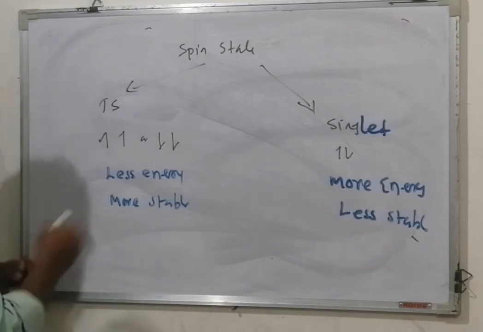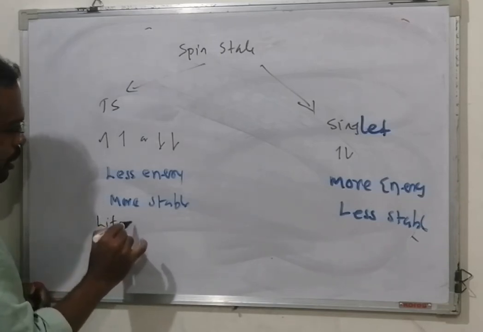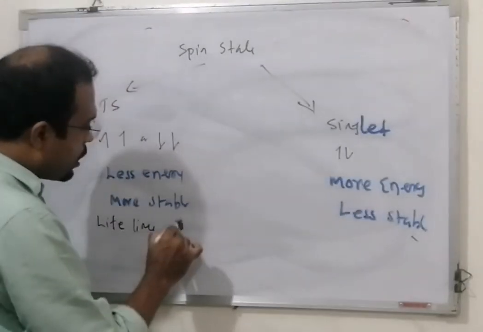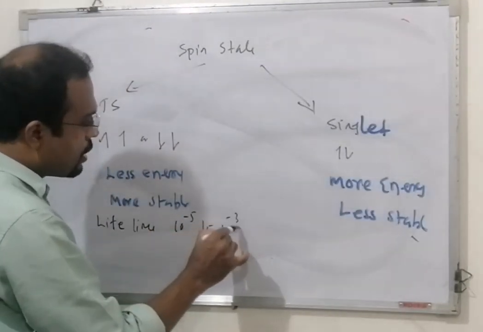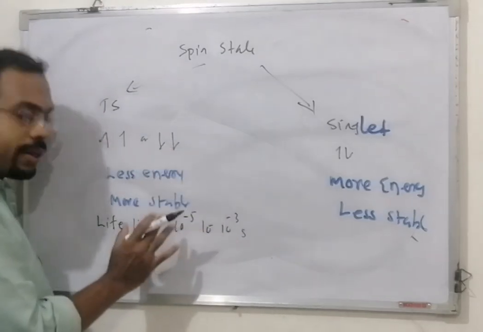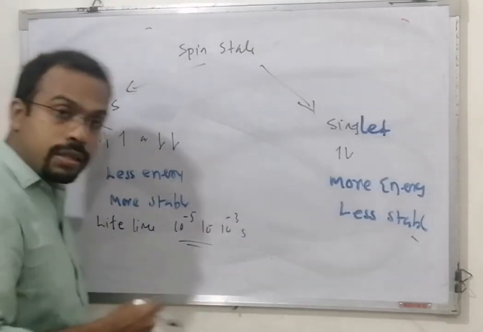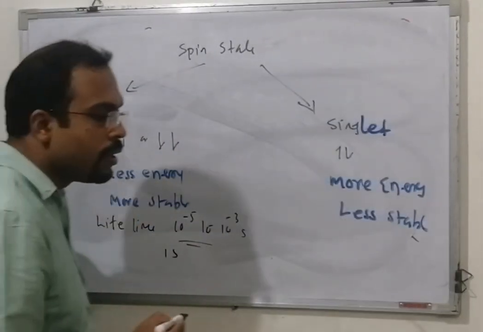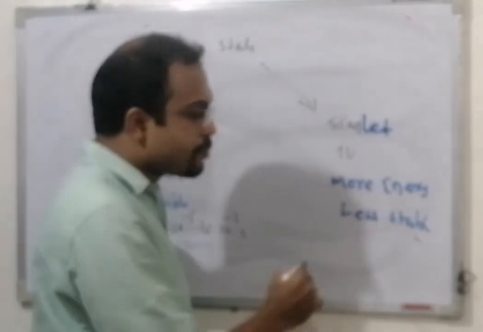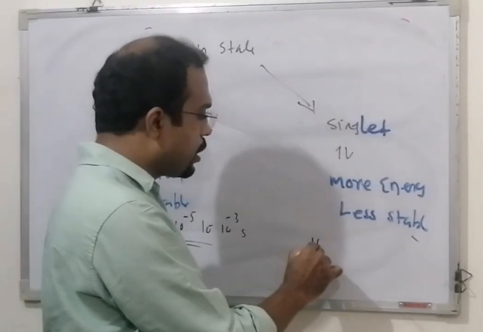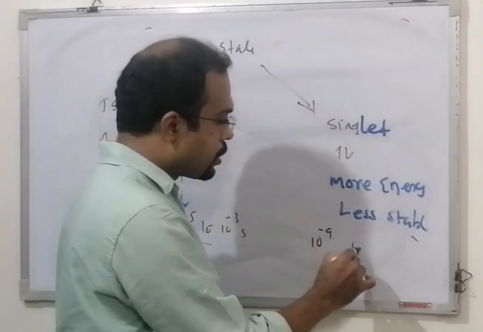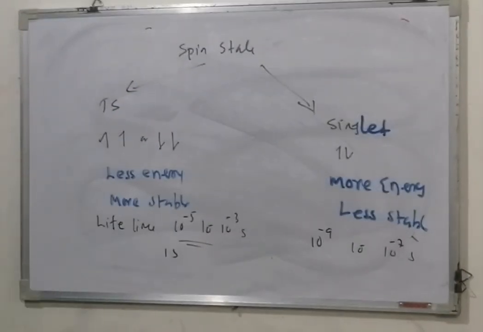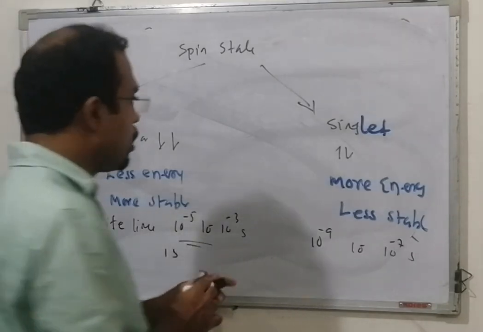The lifetime is here. If an electron reaches this state, the lifetime is 10 raised to minus 5 to 10 raised to minus 3 seconds. An electron can remain in this state for this time, even 1 second is possible. There are some situations where 1 second is possible. But here, it is 10 raised to minus 9 to 10 raised to minus 7 seconds. Nanoseconds. Only nanoseconds are possible for electrons.